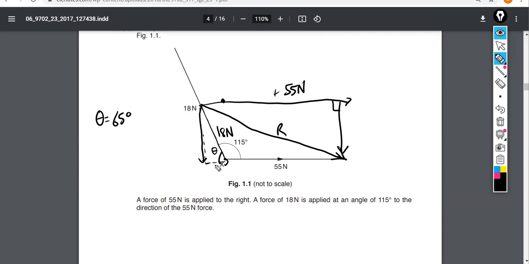I'm calculating right now. Let's calculate this one. So this is going to be the x component. Let's just call it force in the x direction down here. And then this one will be like our y force. And remember, this is the 18 Newton hypotenuse. So we know this angle theta right here is 65 because 115 plus 65 gives me 180, right? I got 180 degrees right here.